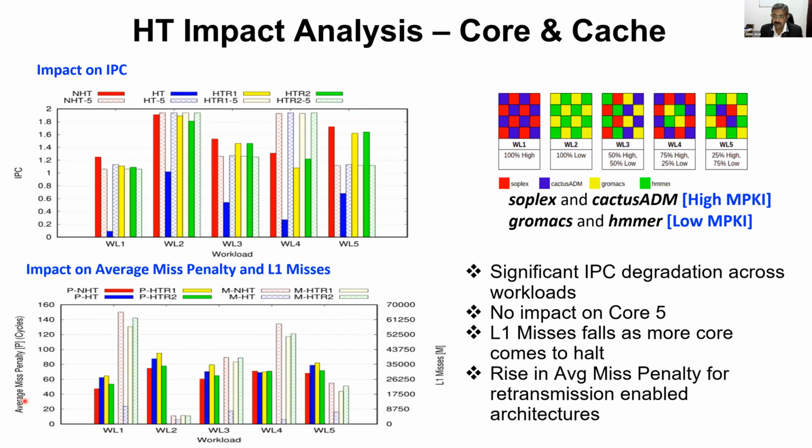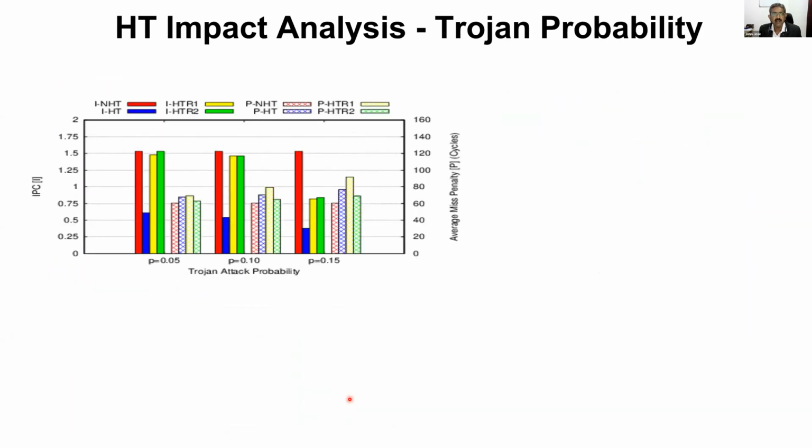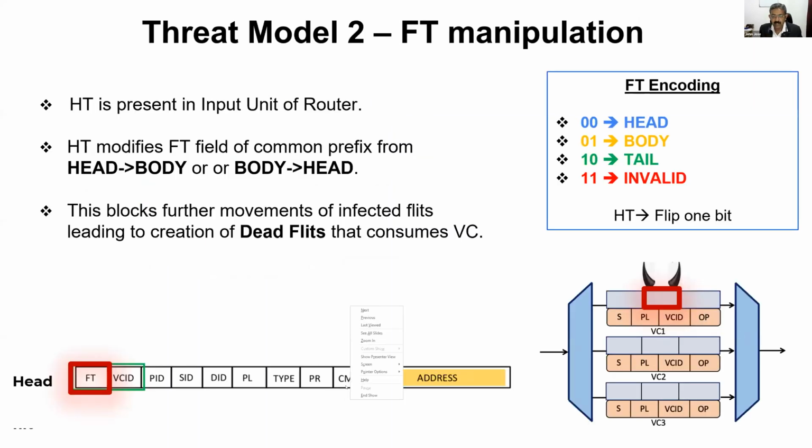So we also computed average miss penalty, which is yet another architectural metric that is very much required to know the performance of an application. Your miss penalty increases when HT is enabled, and when you do the retransmission, it is slightly coming down. So what we conclude is when there is a minor Trojan which will change the destination ID field, it can create havoc at the IPC level and miss penalty level. We tried with different attack probabilities of the Trojan, how frequently the Trojan is going to attack. As probability increases from 0.05 to 0.15, we can see that the IPC values are degrading and average miss penalty values are increasing.